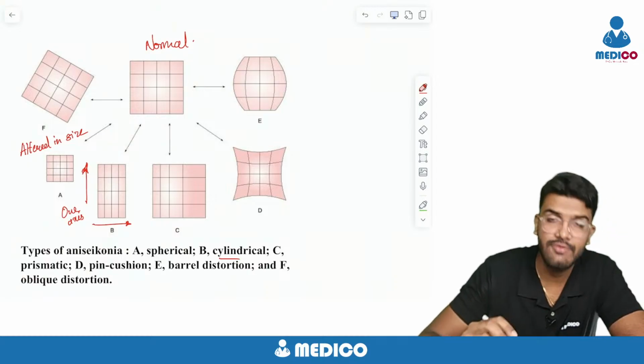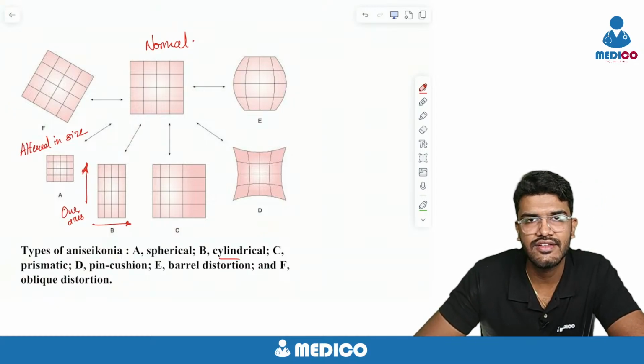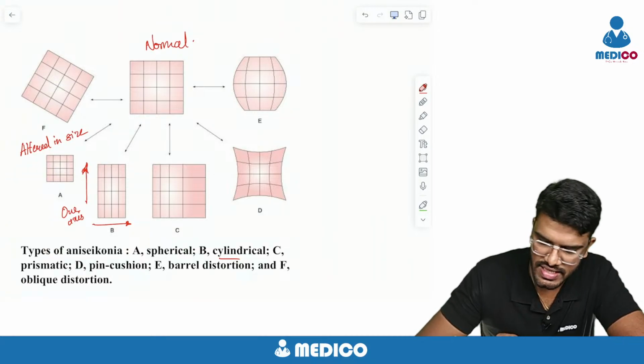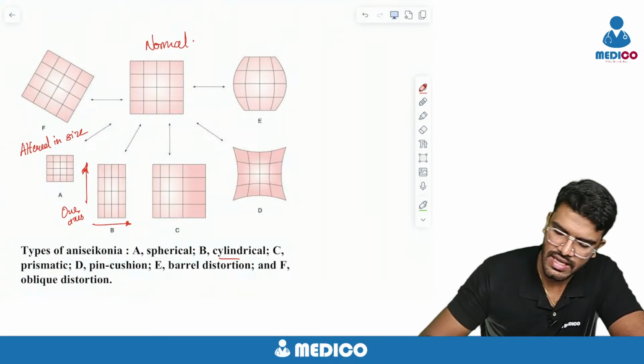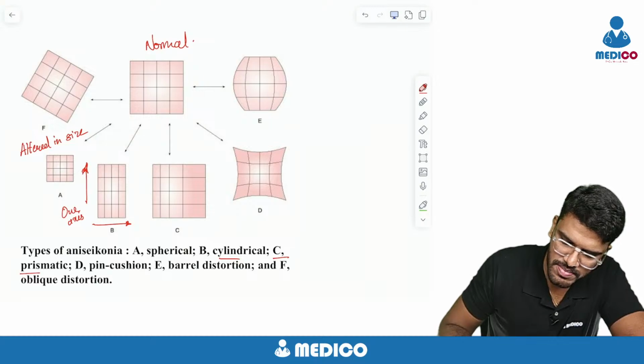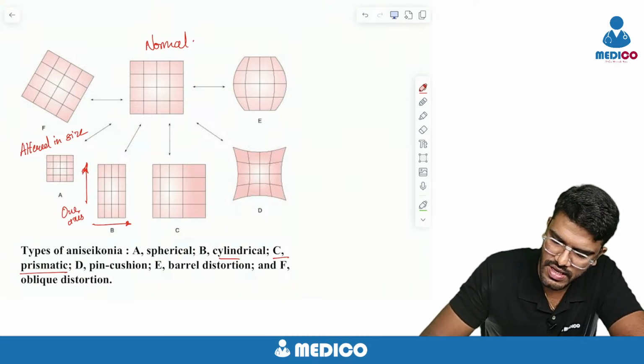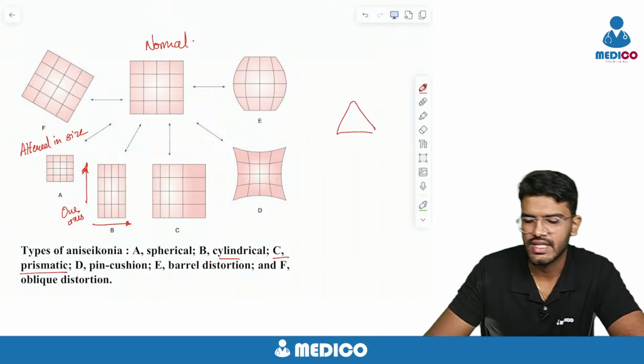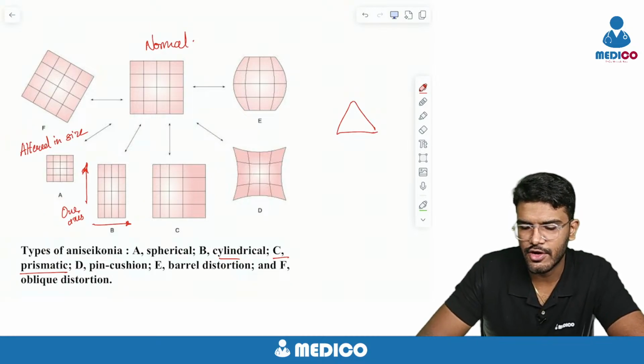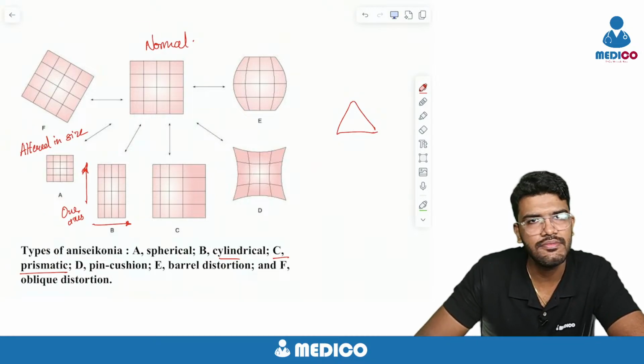So if there is elongation or stretching in one of the meridians or axes, then that is cylindrical aniseikonia. Now comes prismatic. Prismatic means involving prisms. So what happens in prisms? See, a prism is an optical device which deviates the path of light.